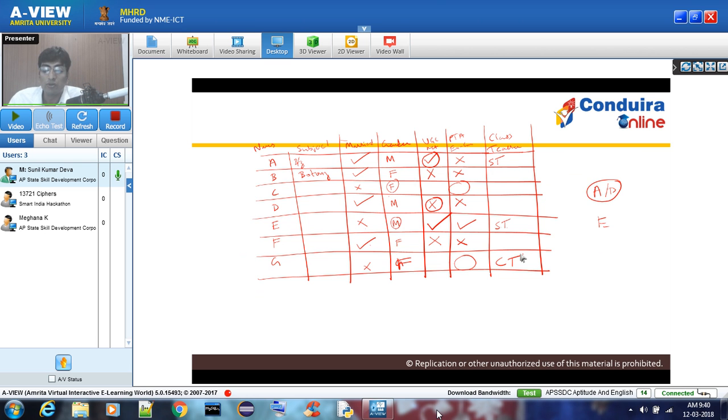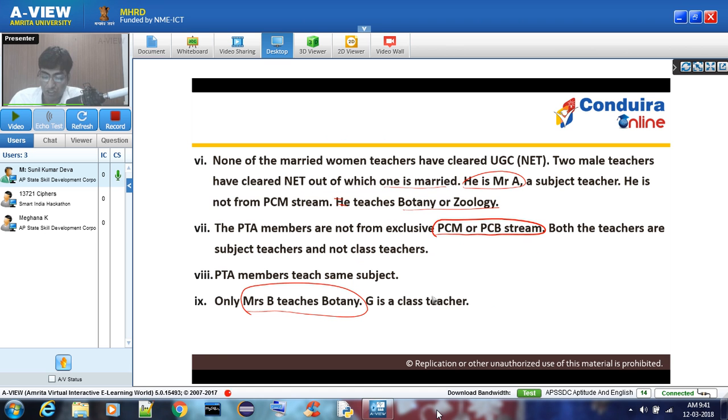And suddenly I know that the third subject teacher is a person who has to be part of the PTA executive council. Now for the PTA executive council, we only have two options. Who are they? C or G. We know that whoever happens to be the PTA executive council member cannot be a class teacher, so he has to be a subject teacher. Where is it? The PTA members are not exclusive from this. Both the teachers are subject teachers and are not class teachers.